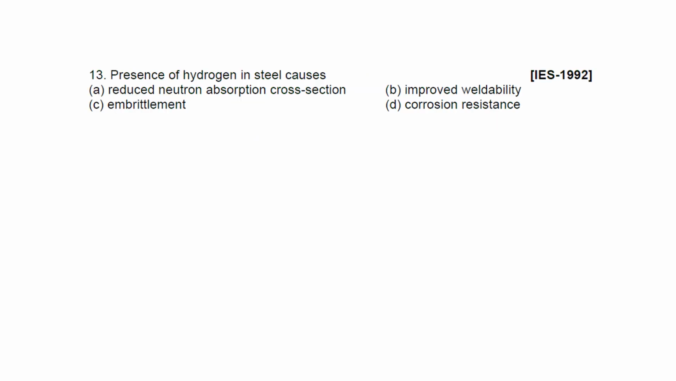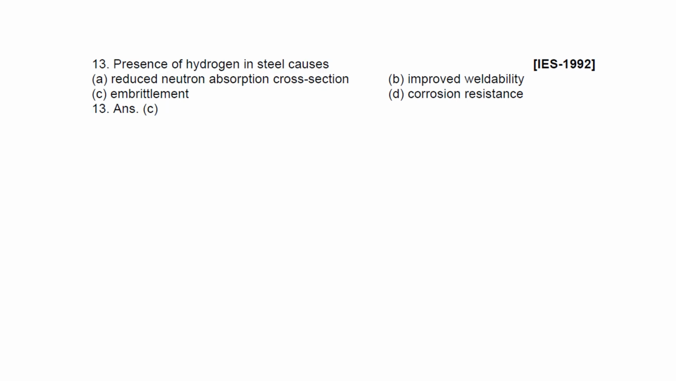Next question, presence of hydrogen in steel causes, obviously its answer is embrittlement. Okay, the presence of hydrogen in steel causes embrittlement. Okay, so this was a few more questions based on material science. Next class we'll see some more questions. Thank you for listening. Bye bye.